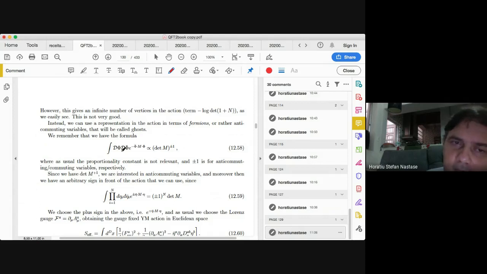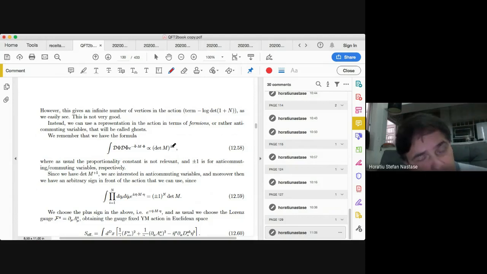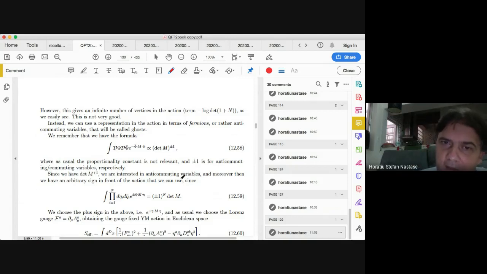So we remember that a path integral over some field phi and some field phi bar, the independent complex conjugate, of exponent minus phi bar M phi, is some normalization constant times determinant of M to the power plus or minus 1, depending on whether this is anticommuting or commuting. So if it's commuting, it's 1 over determinant, but if it's anticommuting, it's determinant. So this is what we have. We have determinant. So we write it with anticommuting variables.